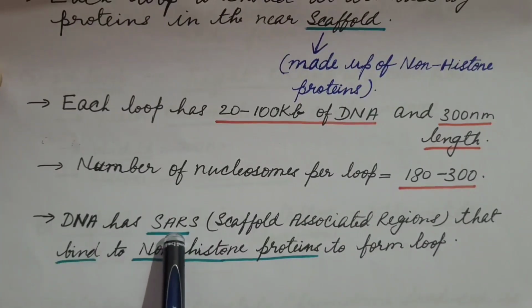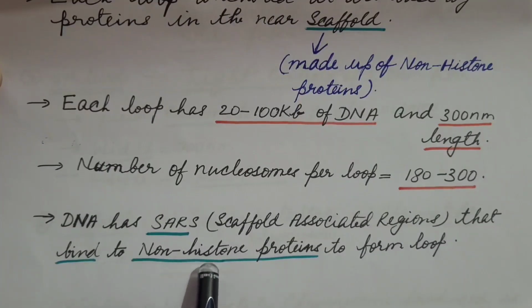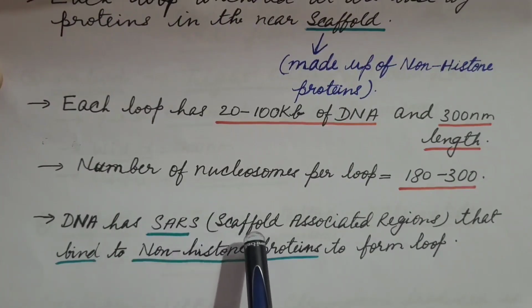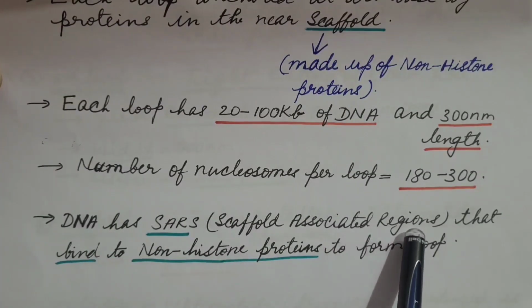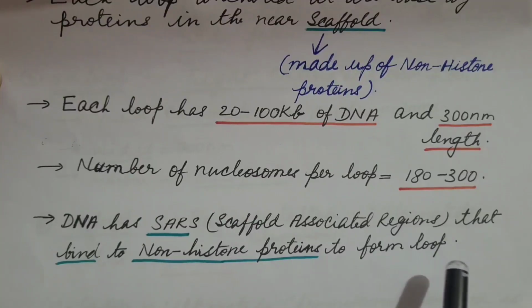DNA has scaffold associated regions that bind to non-histone proteins to form loop. So there is certain stretch of DNA known as scaffold associated regions that binds to the non-histone proteins, which results in the formation of loop.